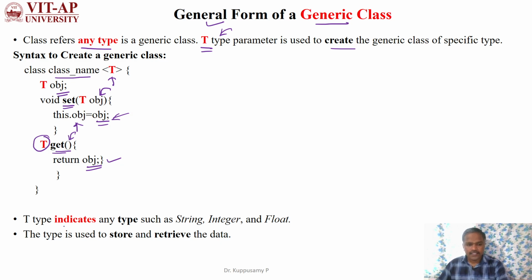Here T is representing the type of objects, any type. It can access any type, because T is the generalized one. So that's what we are saying here, generalized form. T is representing the generalized type, so it can access string or integer or float. So any type of object can be set and accessed using these methods, which are used to store and retrieve the data, that means accessing the data, right?